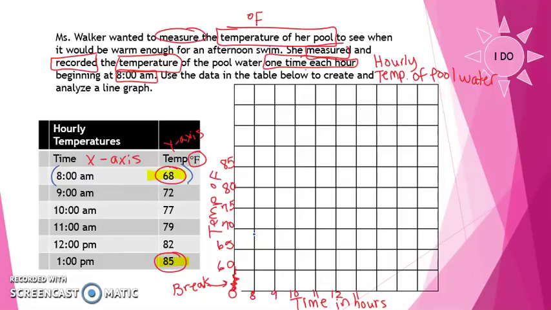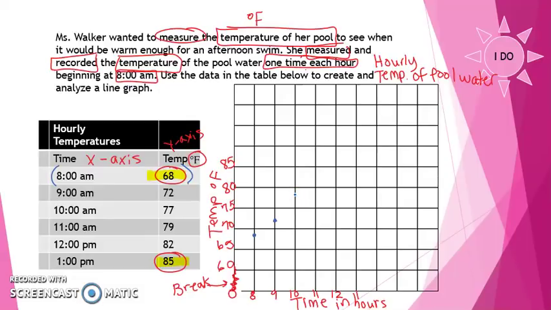Next we're going to go to 9 o'clock a.m. and now we're at 72. Well, 72 is not quite halfway between 70 and 75, so it's just a little bit below the halfway point. Once again, I don't really know why my coordinates are not sticking. All right, hopefully those will stay. All right, now 10 o'clock a.m. We're going to go to 77.